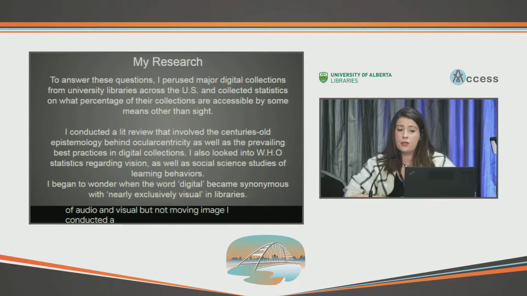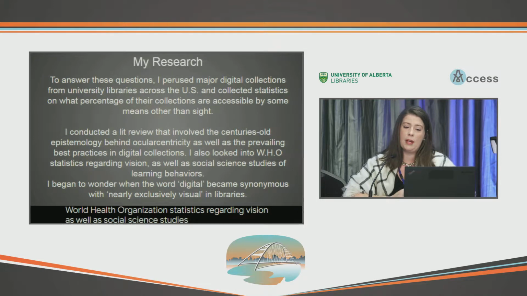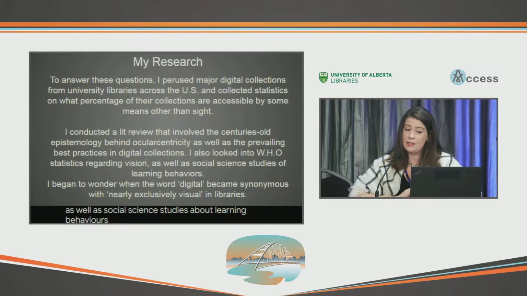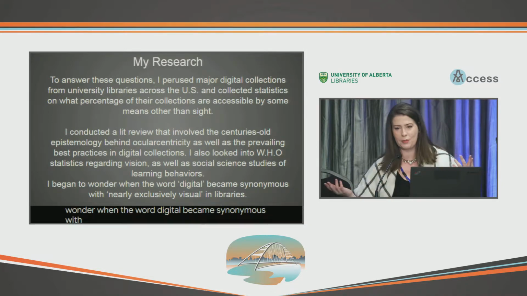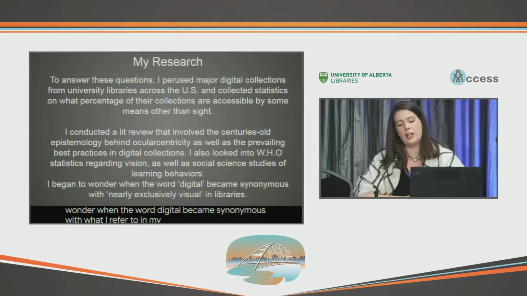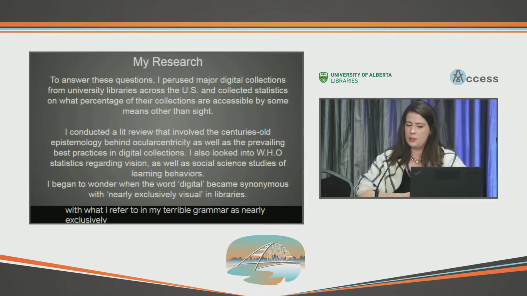I conducted a literature review that involved the centuries-old epistemology behind ocularcentricity, as well as the prevailing best practices in digital collections. And to inform myself fully, I looked at WHO, World Health Organization statistics regarding vision, as well as social science studies about learning behaviors. And then over time, I just began to wonder when the word digital became synonymous with what I refer to in my terrible grammar as nearly exclusively visual in libraries.